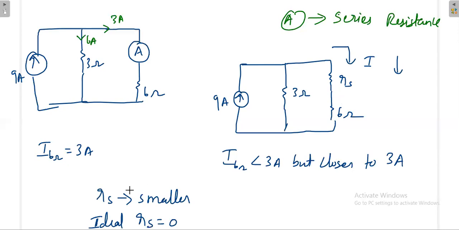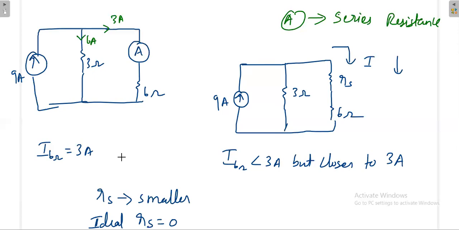In practice, the RS value is very, very small, because if the RS value increases, then your current value will really change, and you will get a completely different current. That's why the RS value will be smaller, and you will get a current almost closer to 3 ampere. This is the loading effect, which is useful in some theorems. That's why I have discussed it now.